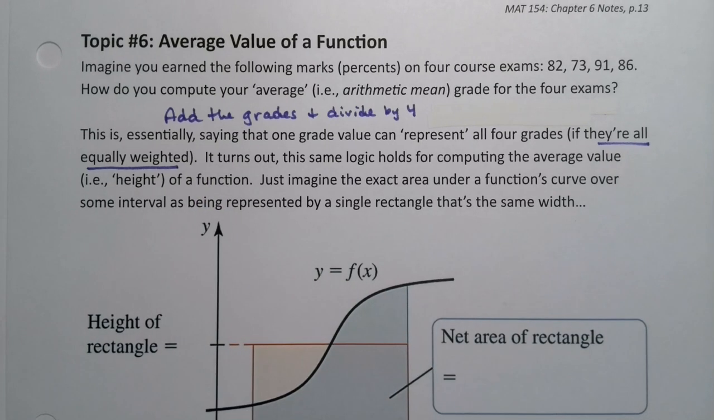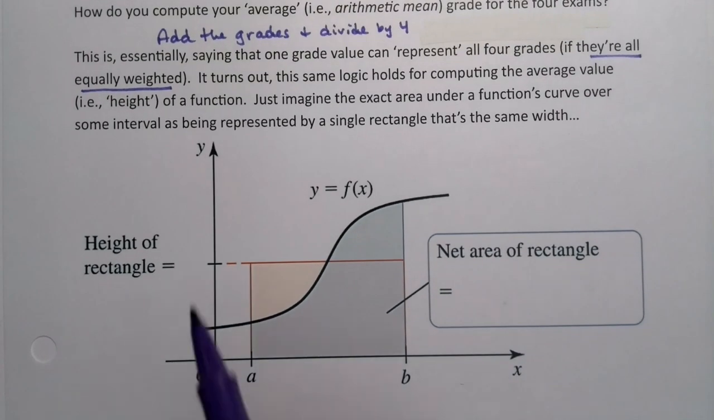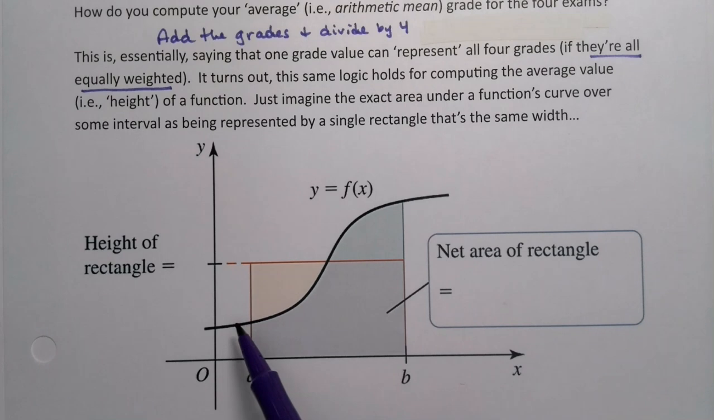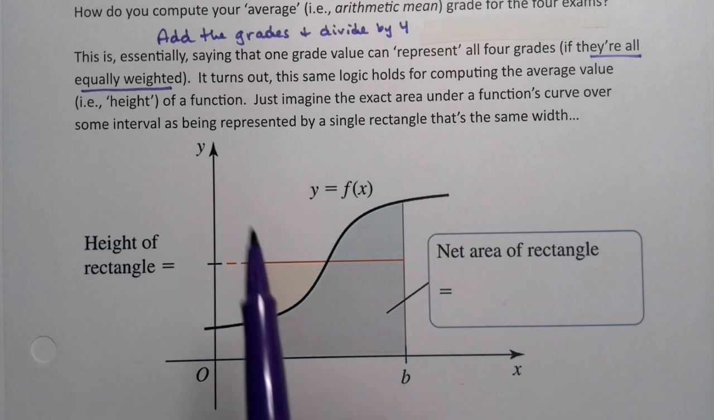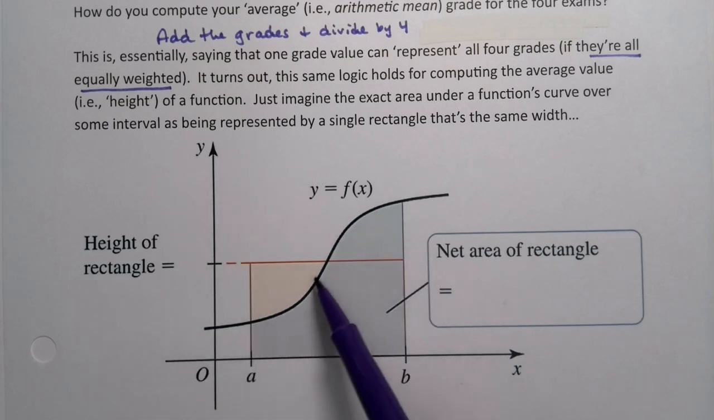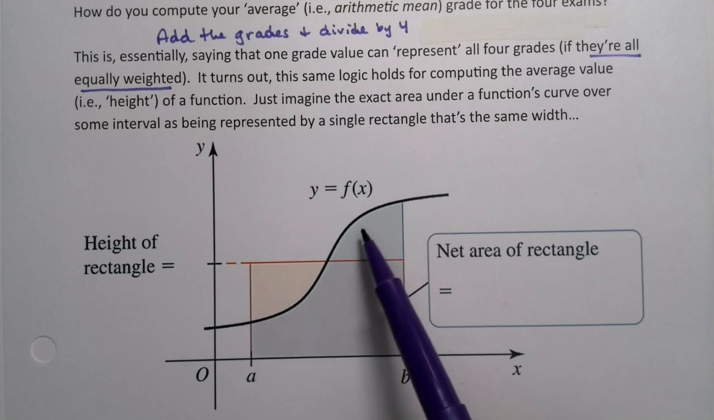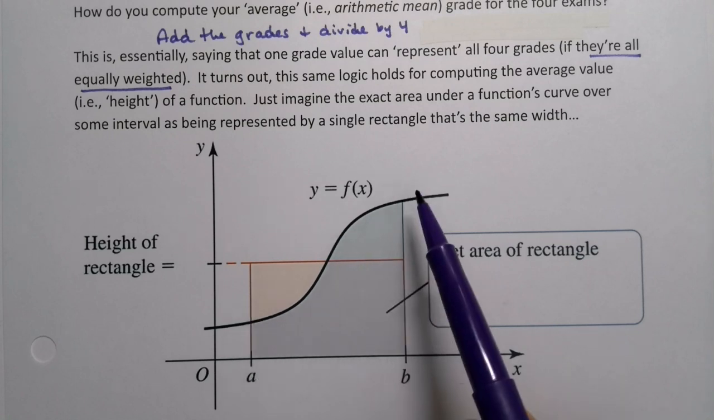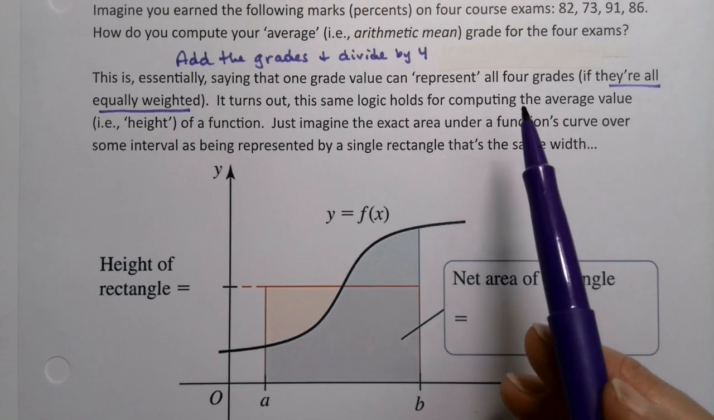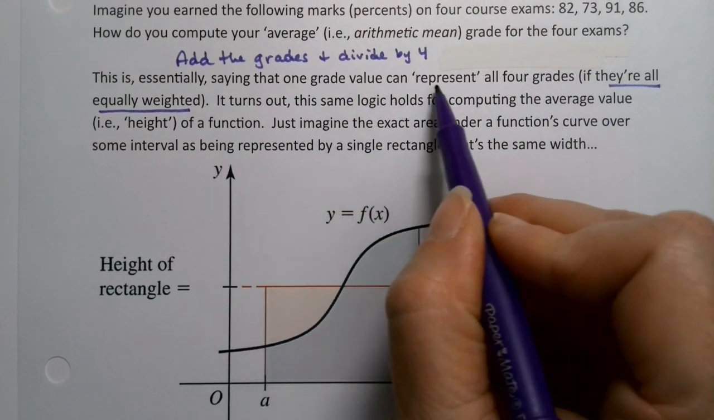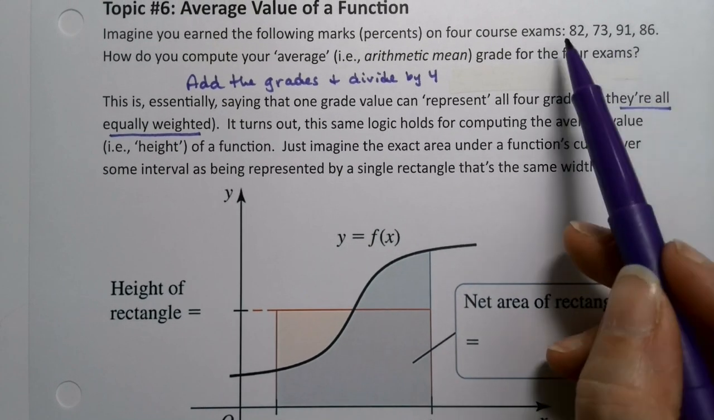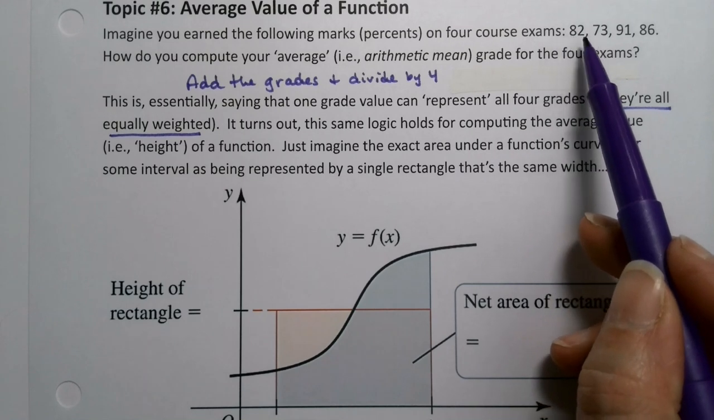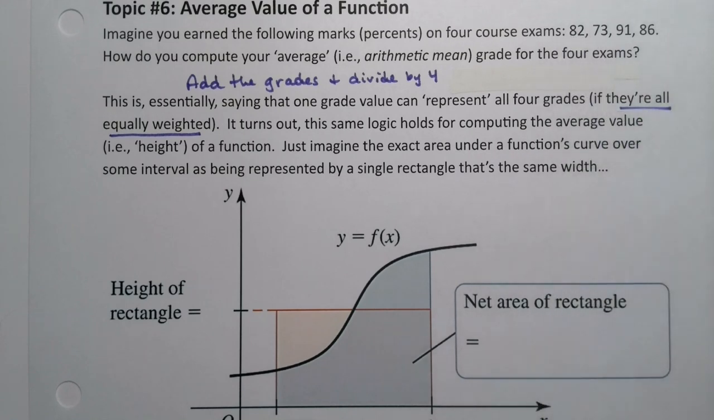But the same logic also holds for computing the average value, i.e. the height of a function. So you imagine that you have some curve, f of x, over this interval from a to b, and you want one number that would represent this whole height, the average height. Just like the average value here represents all 4 grades, that one grade value. Whatever the average is, it would be the equivalent of making that number each of these 4 numbers, and then that could represent your grade. We want the same here.